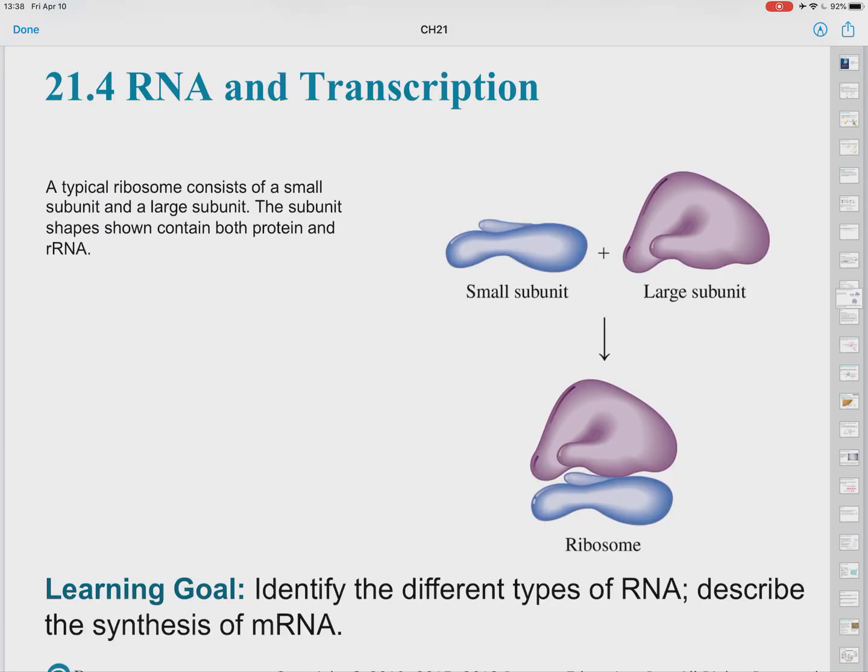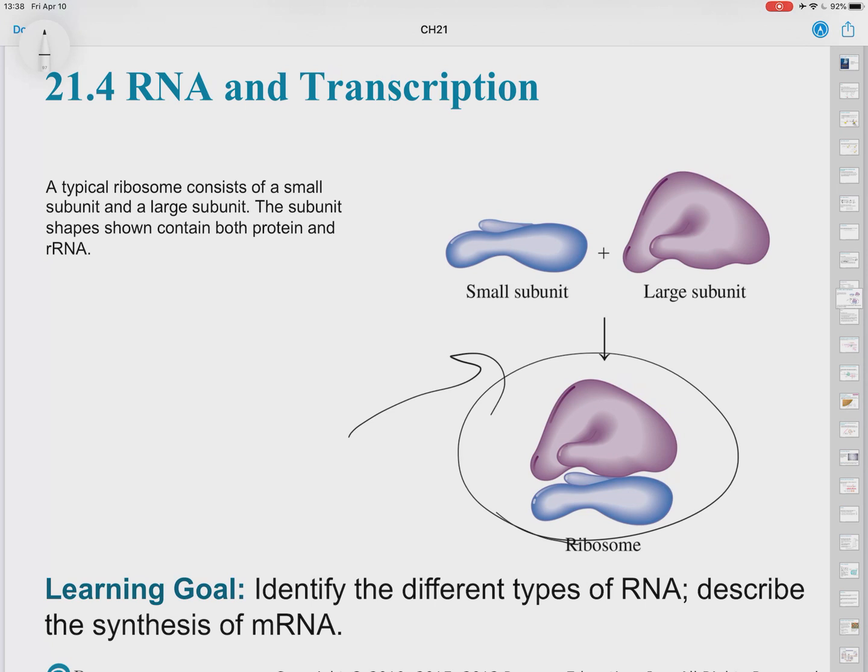Okay, so let's talk about making proteins. So that's replication. This is transcription. So transcription is the process of not copying the DNA for storage purposes, but copying it into a form that can then be turned into a protein. The main player in this process is going to be something called the ribosome.